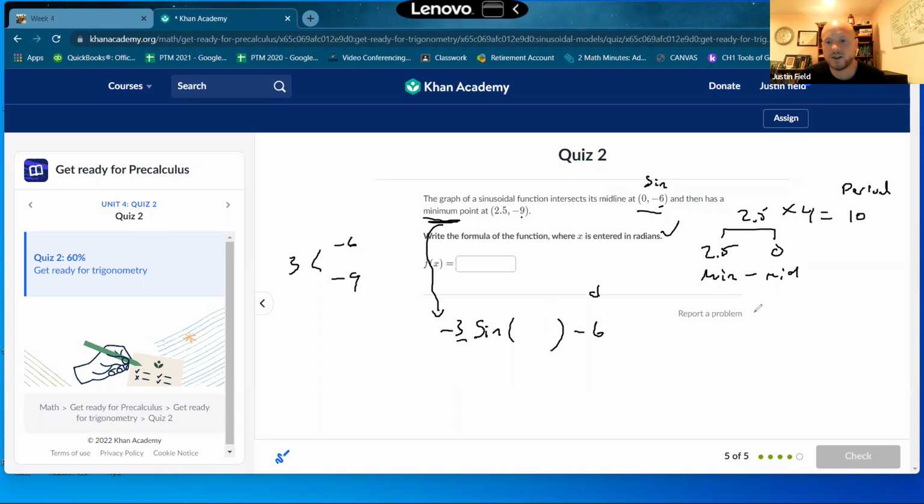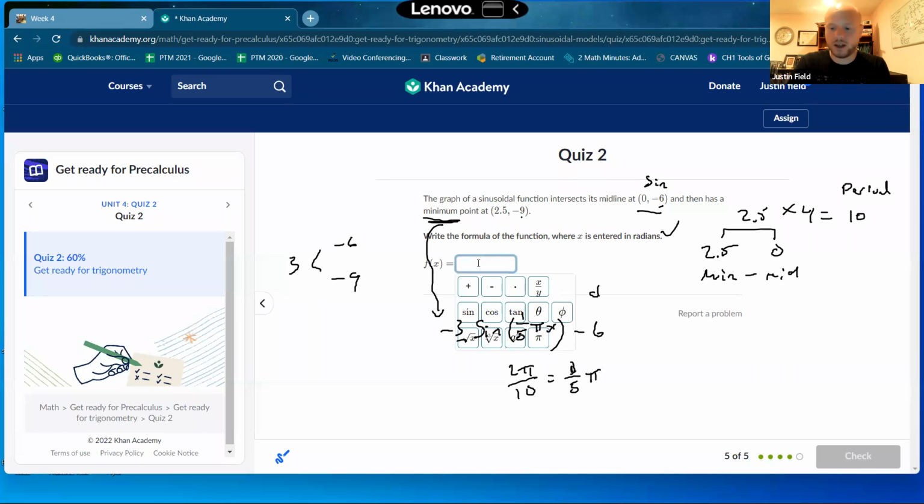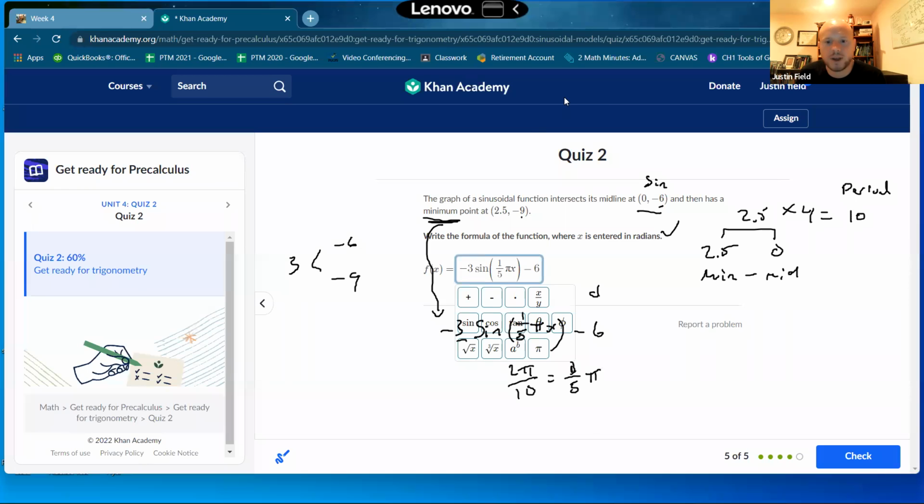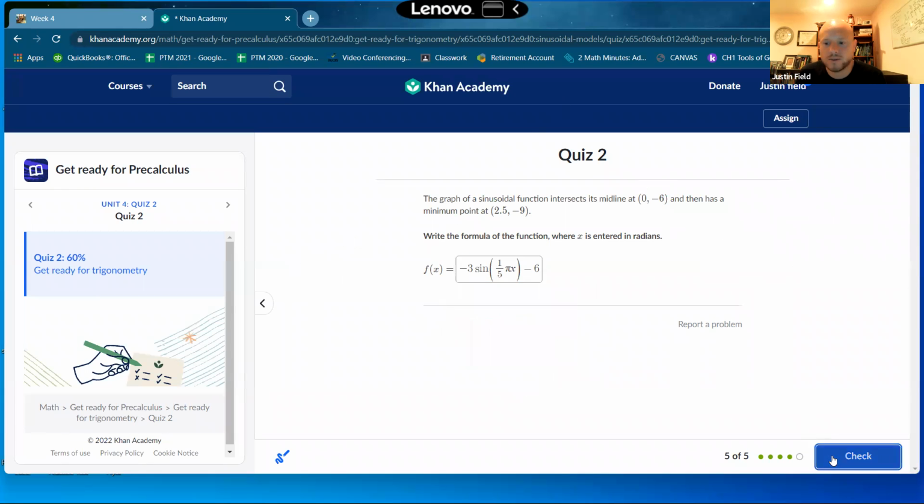But we can't put 10x there. We know that the b value is 2 pi over the period, which is 2 pi over 10, which is 1/5. 1/5 pi. So it's going to be 1/5 pi x. All right. So our formula is -3 sine of 1/5 pi x and then -6. Okay, unless I made a mistake, that's what it should be.